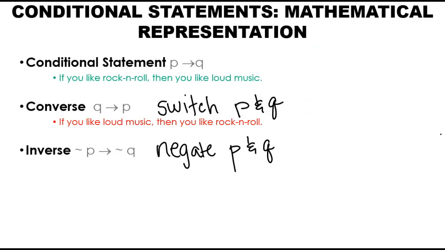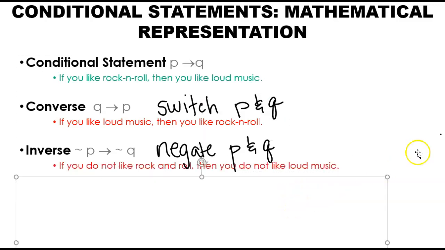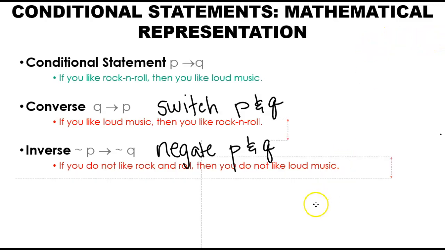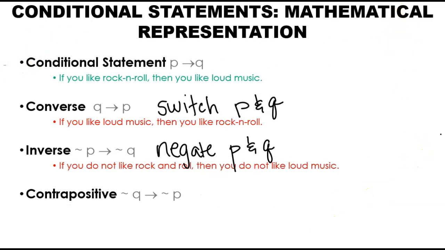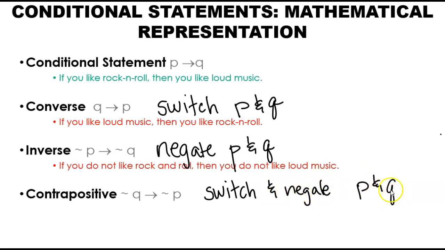So we go back to our original statement, which was, if you like rock and roll, then you like loud music. And when we negate that, we say, if you do not like rock and roll, then you do not like loud music. Okay? The next one is contrapositive. So as you can see, it has the little tildes, which means negate. Okay? So we're negating both of them, but we're also switching them. So contrapositive means we switch and negate P and Q, or the hypothesis and the conclusion. Okay?